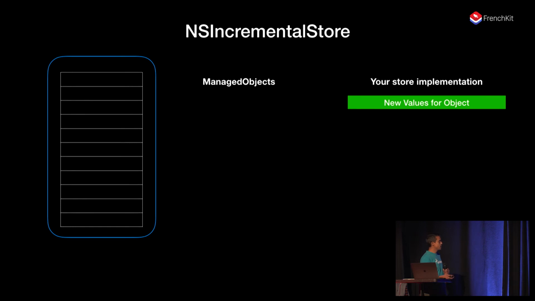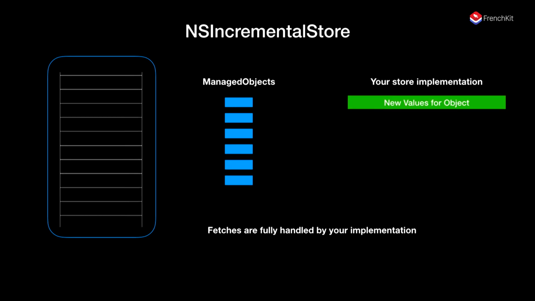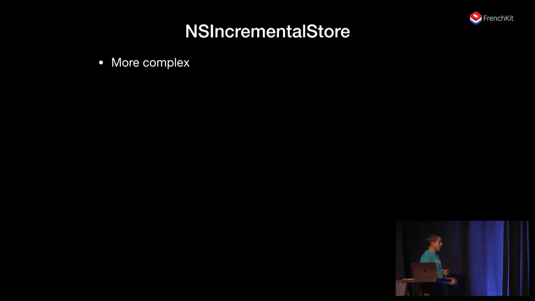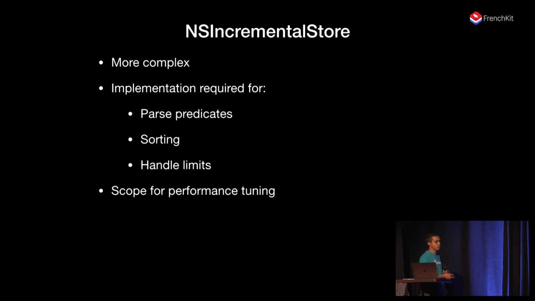So if we compare how NSIncrementalStore fires faults compared to NSAtomicStore, when you're scrolling your table view, you're hitting that newValuesForObject method. So it's really here where you want to make sure you're as performant as you can be. NSIncrementalStore is more complex. Everything you get for free with the standard store type, you need to implement yourself. So you need to parse predicates, deal with sorting, and handle limits. But there is scope for performance tuning if you know what you're doing.